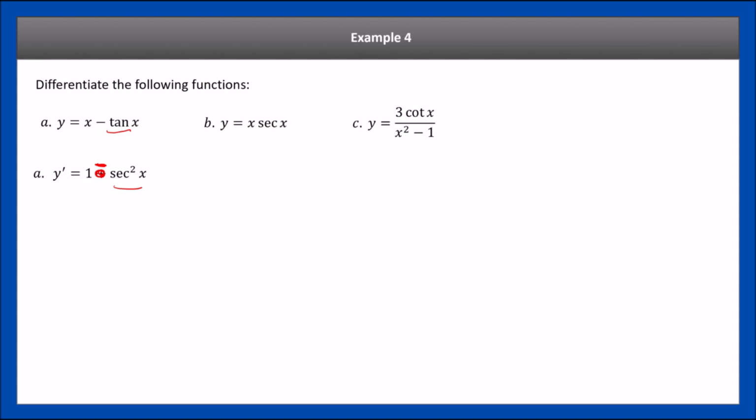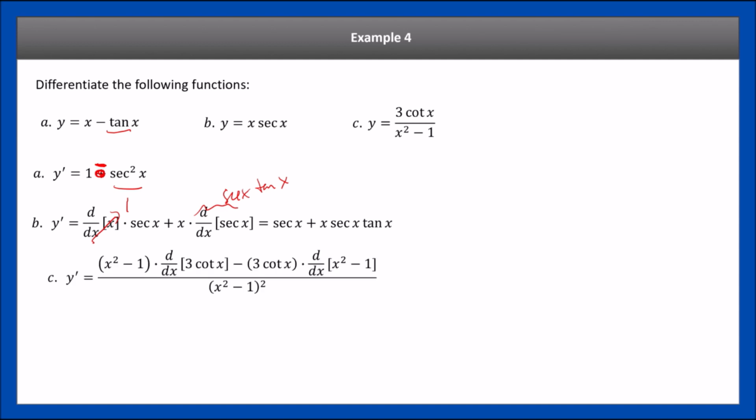All right, now for part B, we need to use the product rule. So remember, do the first function times the derivative of the second, plus the derivative of the first times the second function. The derivative of x is just 1, right? Then the derivative of secant is secant tangent. So this is my secant cotangent. All right, that gives you part B.